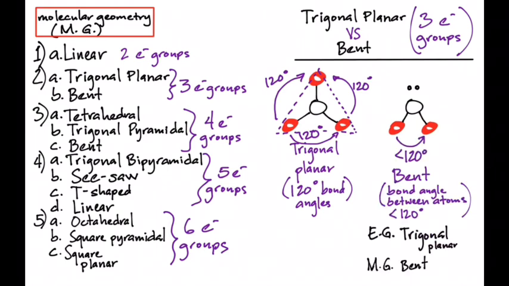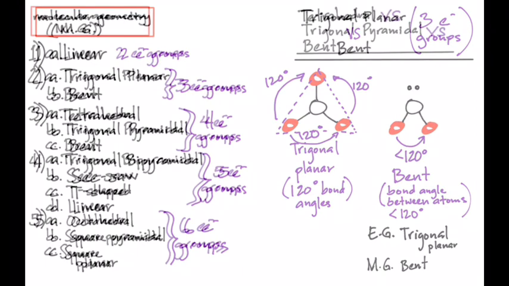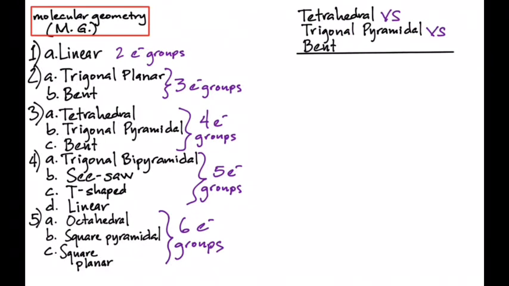Okay, so for this one example here, the electron geometry will be trigonal planar, but the molecular geometry is going to be bent. For a molecule with 4 electron groups, you can have 3 possible molecular geometries. You can have either tetrahedral, trigonal pyramidal, or bent. Now, this will also depend on the number of lone pairs versus the number of bonding pairs.